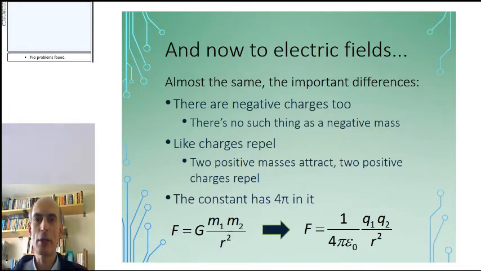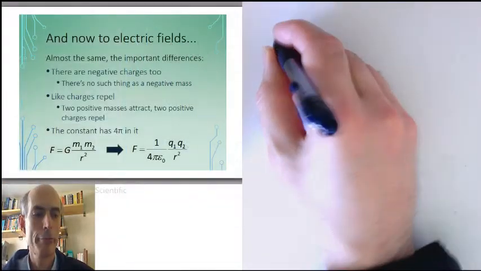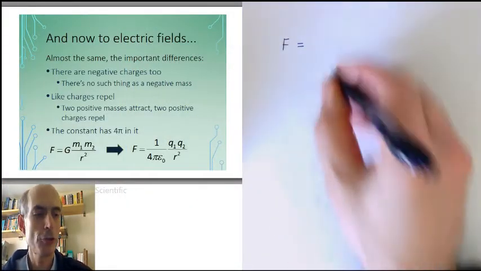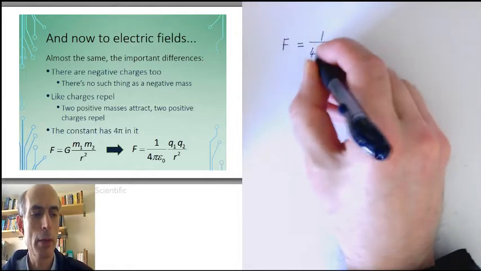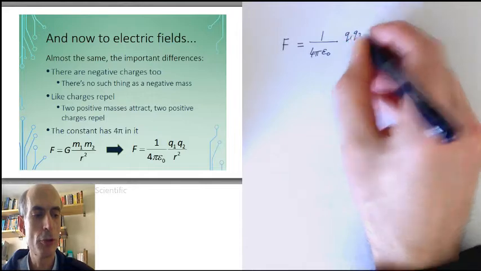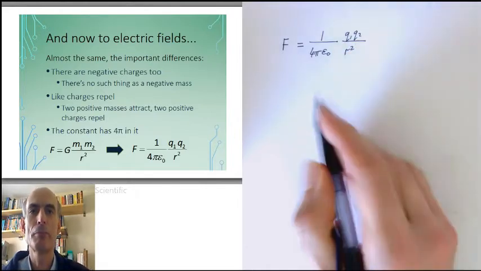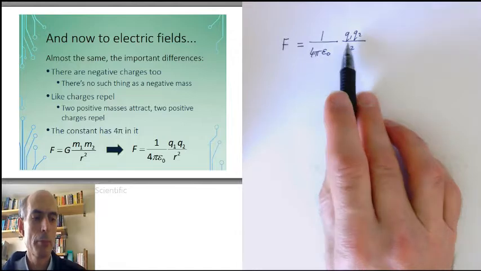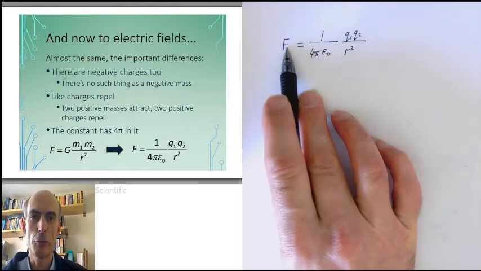This is encapsulated in the formula known as Coulomb's law. F, the force of attraction between two charges, is 1 over 4 pi epsilon naught times the product of the two charges divided by r squared. Once again, it's an inverse square law. But this is a repulsive force.